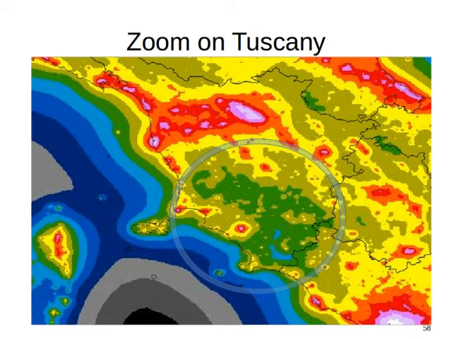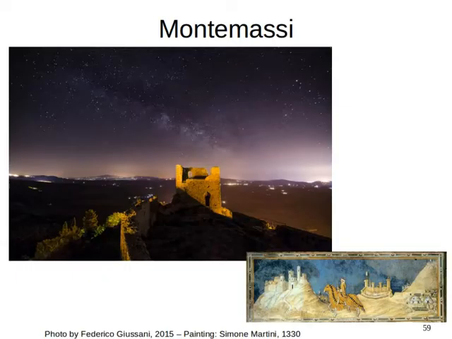To give you an actual snapshot of the sky that we can get here, this is the castle of Montemassi, and this is a picture taken by a photographer called Federico Giussani, so you can see the Milky Way. Of course, there will be light pollution from the cities on the plain, but still you have a pretty good sky quality in an area which is fairly accessible. Interestingly, this castle is portrayed in a painting from the 14th century, so we have, say, the privilege of living in places that are portrayed in paintings from the Middle Ages, but then we have other issues on the other hand.